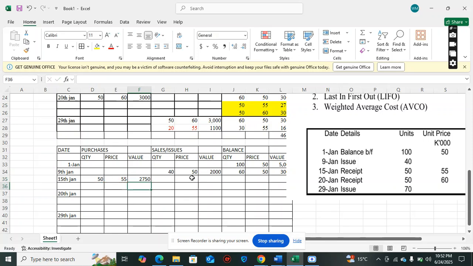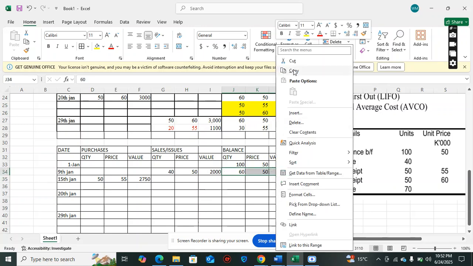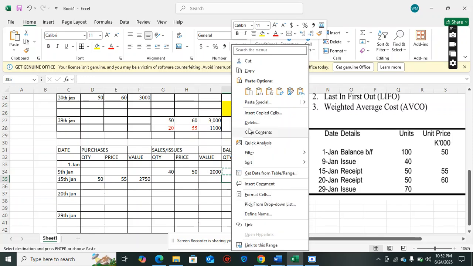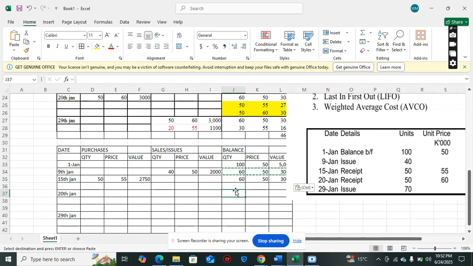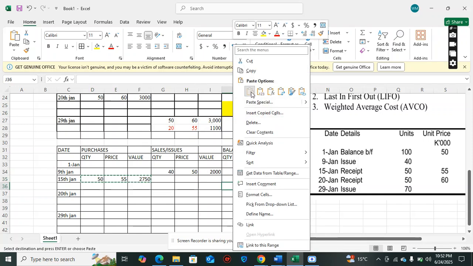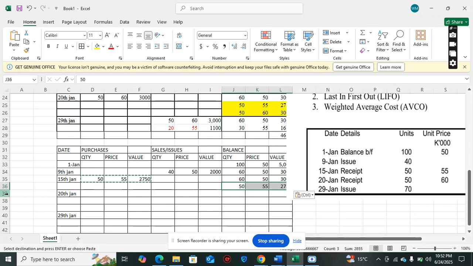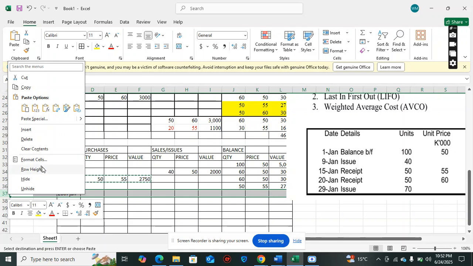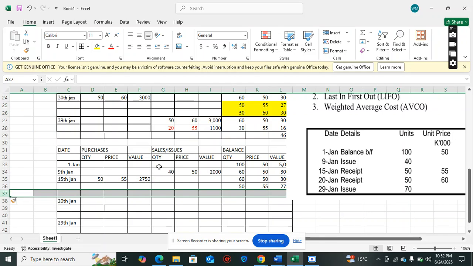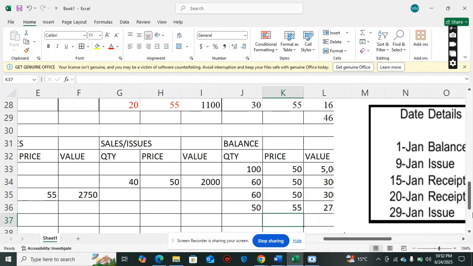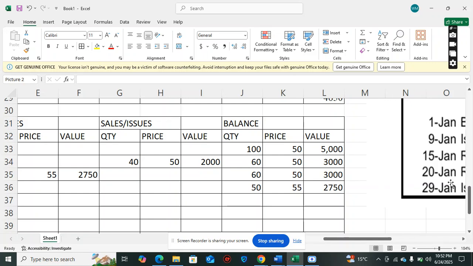So this is where Avco is going to now come into play, all right? So initially we had 60 units valued at 50 kwacha. Right, then we've now brought in 50 units valued at 55 kwacha. Okay, so here what we want to do is now find the average. Okay, so this is how we find the average. As I told you, total value or the total cost divided by the total quantity.